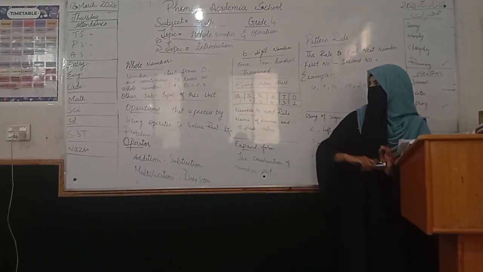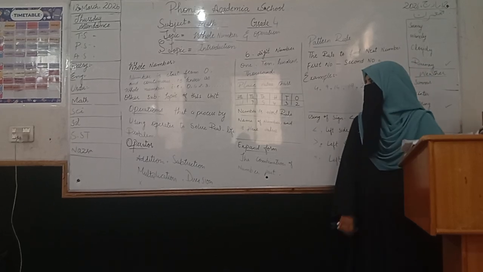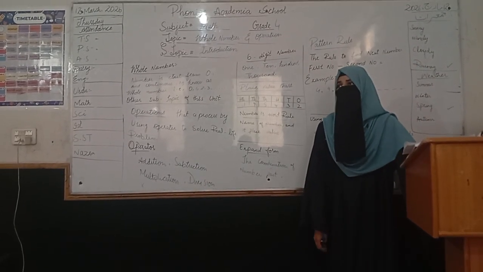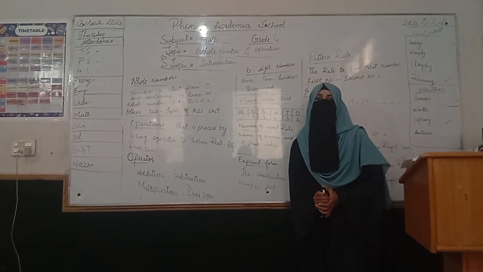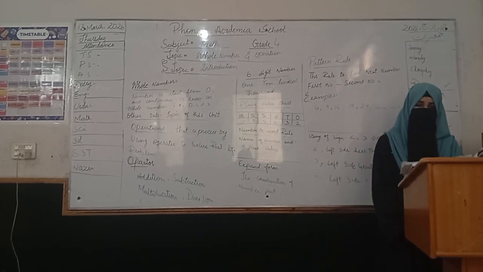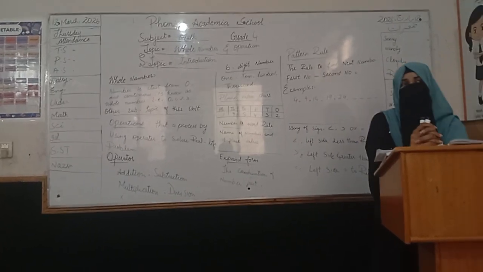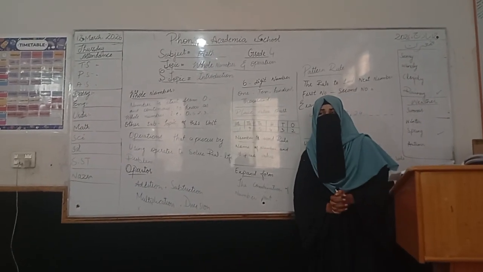The next subtopic of this unit is operations. What is an operation? Data processed by using an operator to solve a real life problem. You know that when you solve your problem, this method is known as operations. In operations, four operators are used. The four basic operators in math: first is addition, second is subtraction, third is multiplication, and fourth is division.